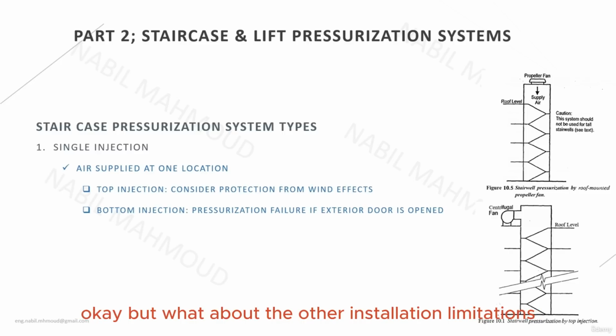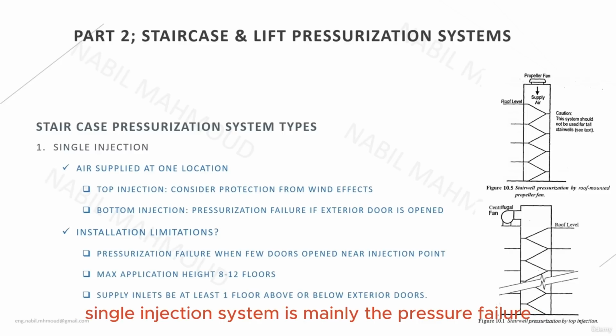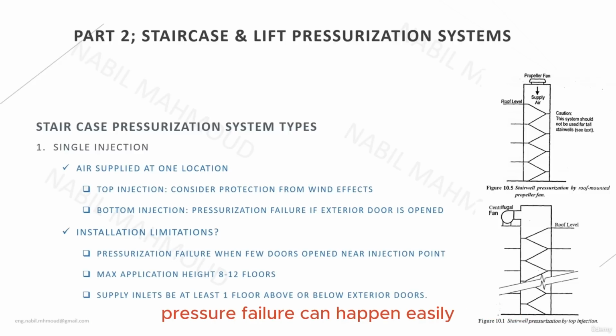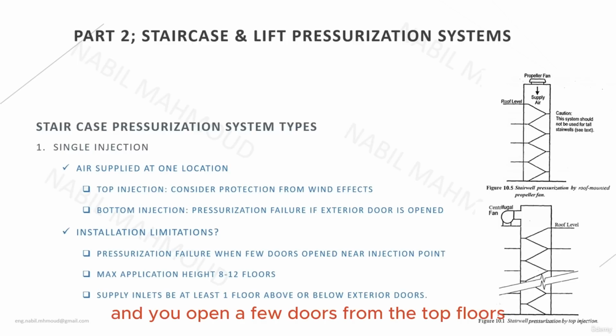Okay, but what about the other installation limitations? The installation limitations in this single injection system is mainly the pressure failure. Pressure failure can happen easily when you open a few doors that are located next to the fan, which means that if the fan is located at the roof and you open a few doors from the top floors, you will suffer from a pressurization loss because the air will short circuit from the fan and will exit from these open doors. And also, if you put the fan at the ground floor near the exterior door, then if you open a few doors near to the fan, you will suffer from the same consequence.